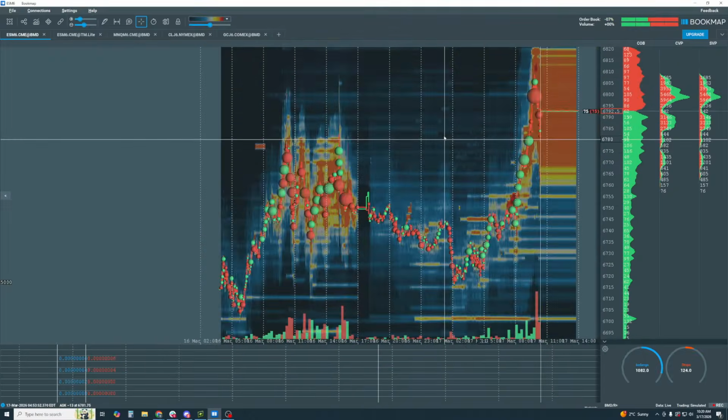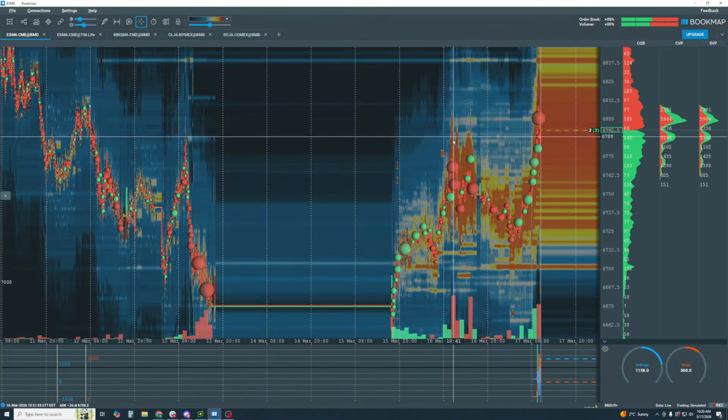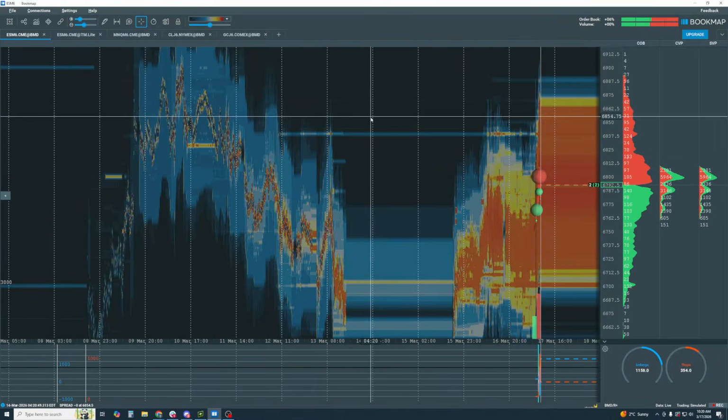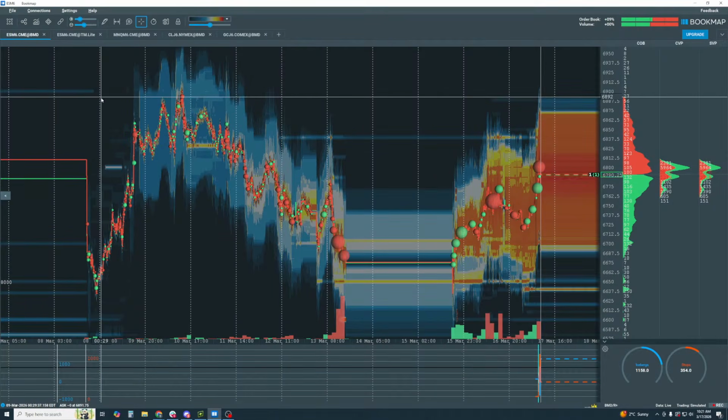All right, let's take a look. Looking at the S&P E-mini, we have rolled to the new contract. We looked at it yesterday, actually most of the day as well. And now we're on the M contract up here, as you can see.